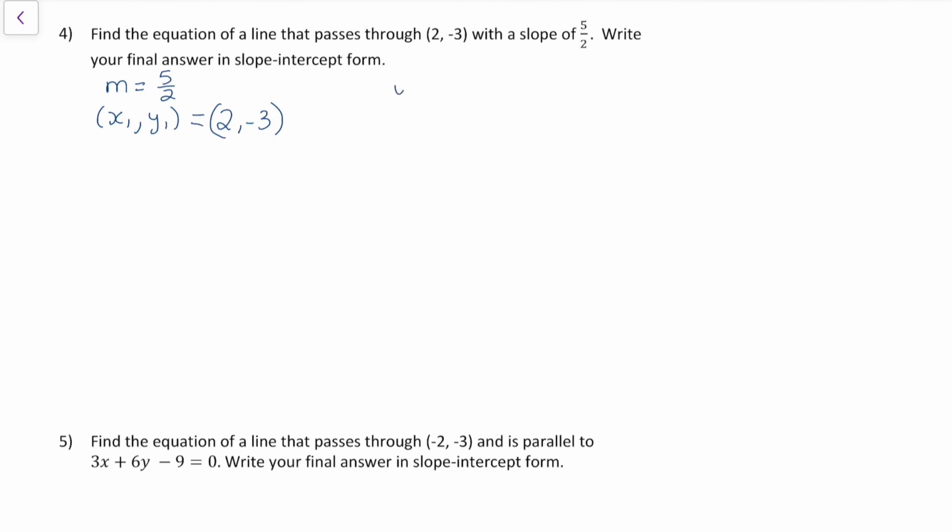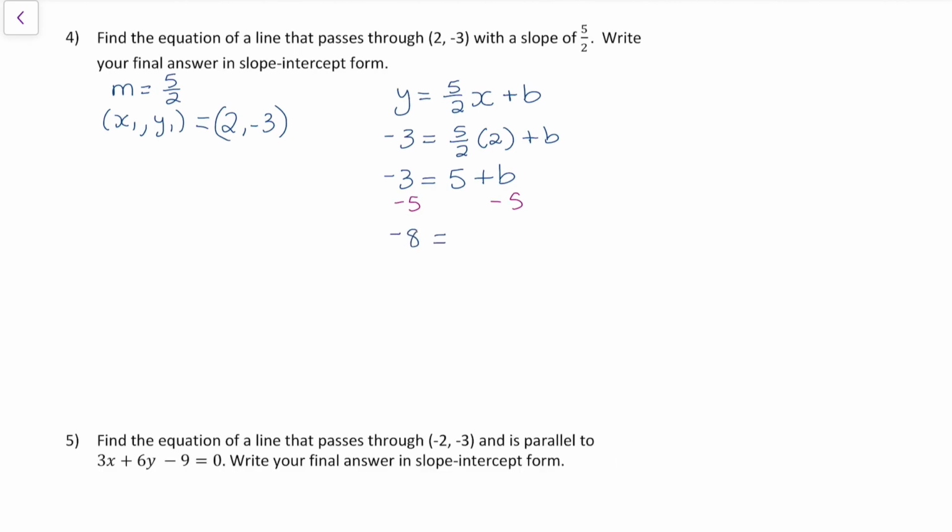So I'm going to write my equation as much as I can. I know it's going to be y equals 5 over 2x plus or minus something. And I'm going to plug in the point they gave us and then solve for b. So I get negative 3 equals 5 plus b. So I'm going to subtract 5 from both sides, and I get negative 8 equals b. So therefore, my equation is y equals 5 over 2x minus 8.